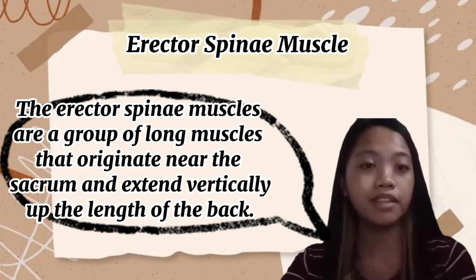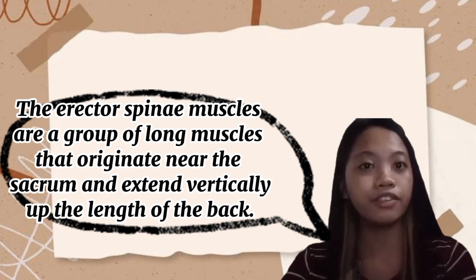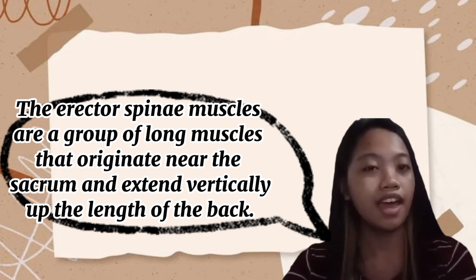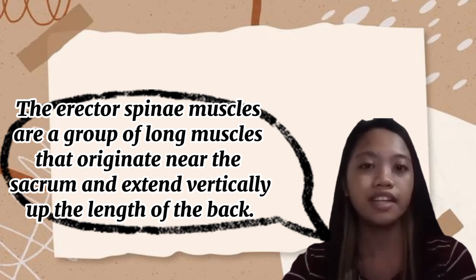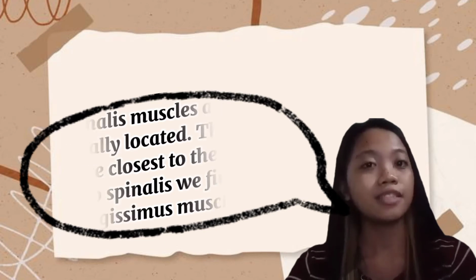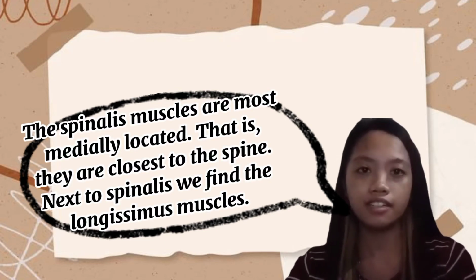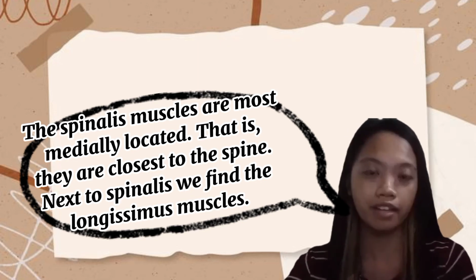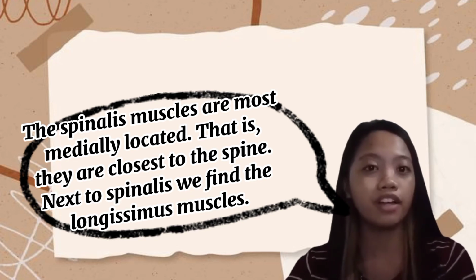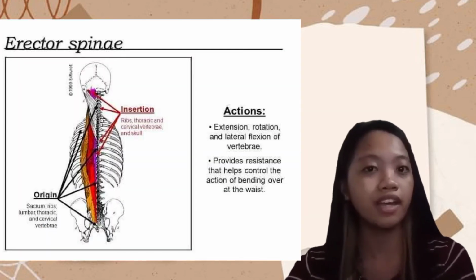The erector spinae muscles are a group of long muscles that originate near the sacrum and extend vertically up the length of the back. The spinalis muscles are most medially located, that is, they are closest to the spine. Next to spinalis, we find the longissimus muscles. The iliocostales are located most laterally of the erector spinae muscles.